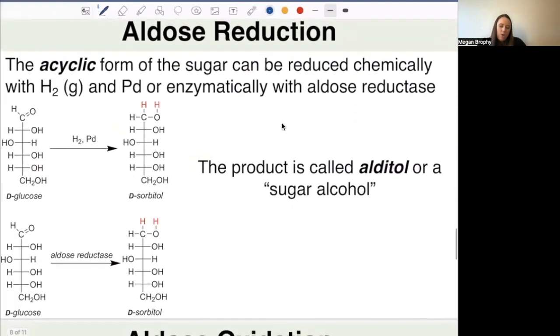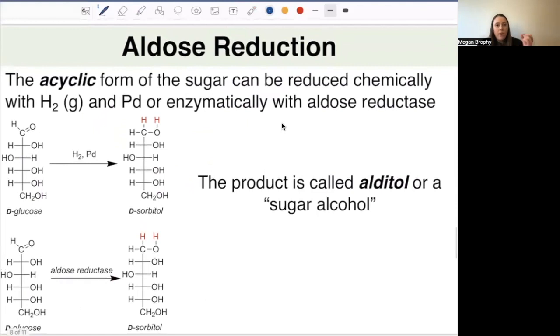Okay. So anytime we're looking at reduction or oxidation, we're going to be looking at the acyclic or open form of the sugar because that's where we have the carbonyl that is reactive. So the carbonyl is reactive. The anomeric carbon can't be oxidized or reduced in the same way. So we want to make sure that we have that open carbonyl.